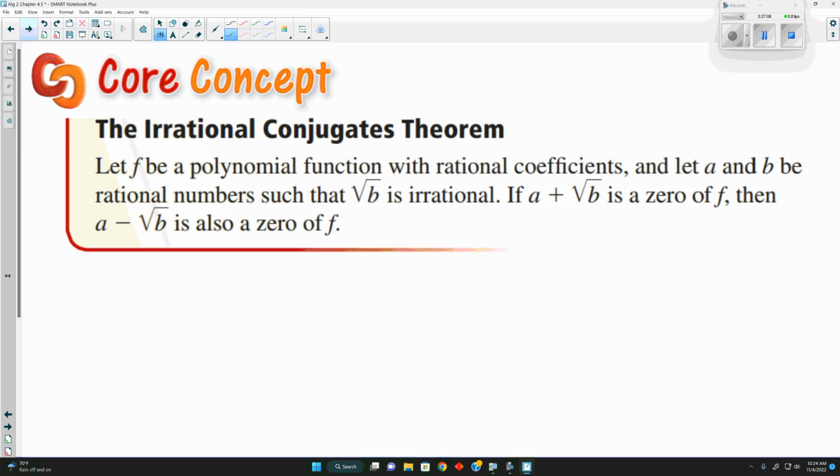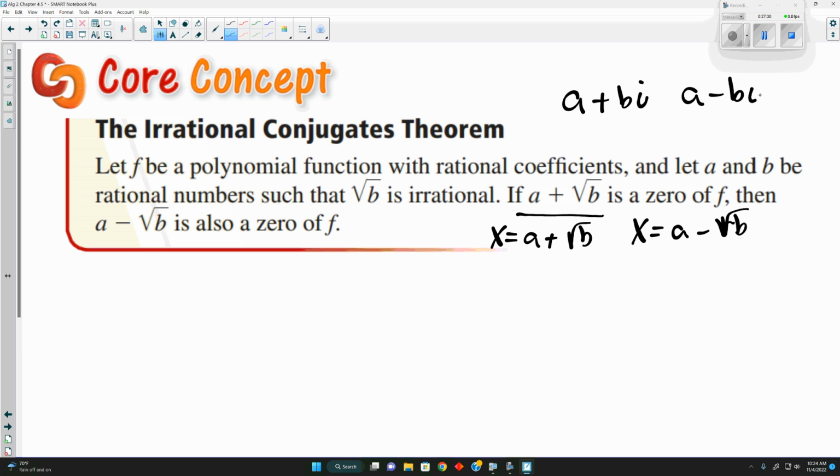If a plus bi is a solution, or is a 0, so if we're saying x is equal to a plus the square root of b, well, x has to equal a minus the square root of b. Because if one of them is a solution, the other has to be a solution also. And this is the same thing as when we said a plus bi and a minus bi, because when we multiplied the two together, all the i terms canceled out, yes?